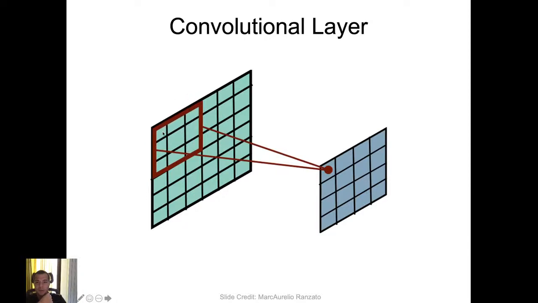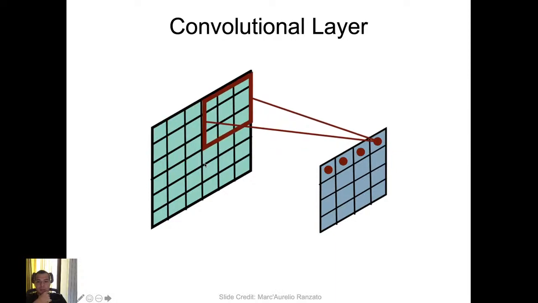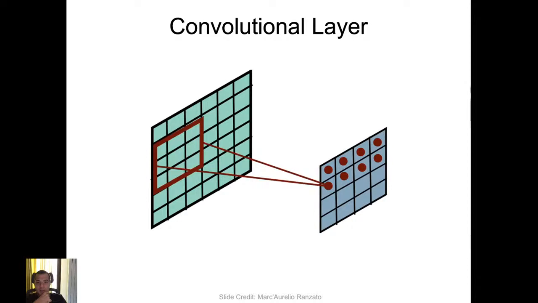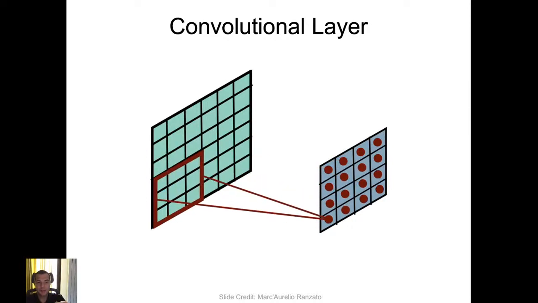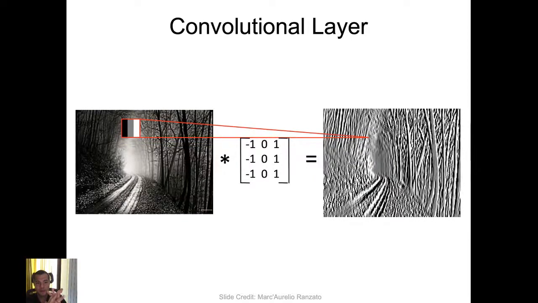So for example, if the filter contains, I don't know, a vertical bar, we will have a high response here when the image contains a vertical bar. So we apply this filter in every location, and we should obtain a map with high responses when the filter correlates with the image.